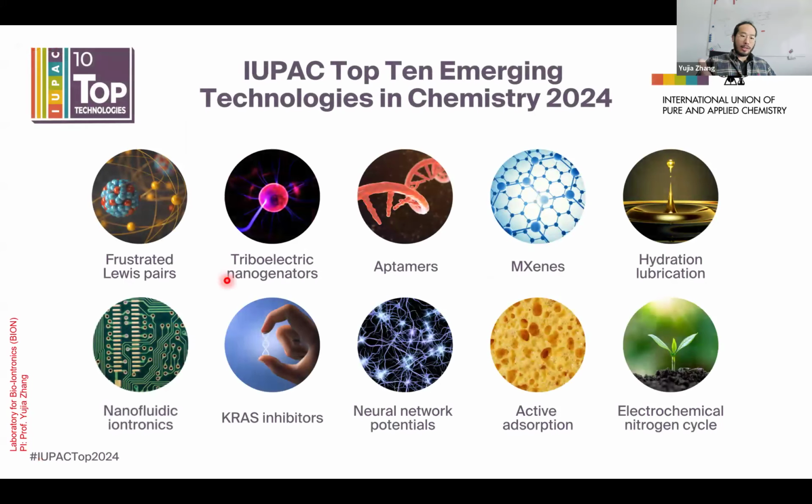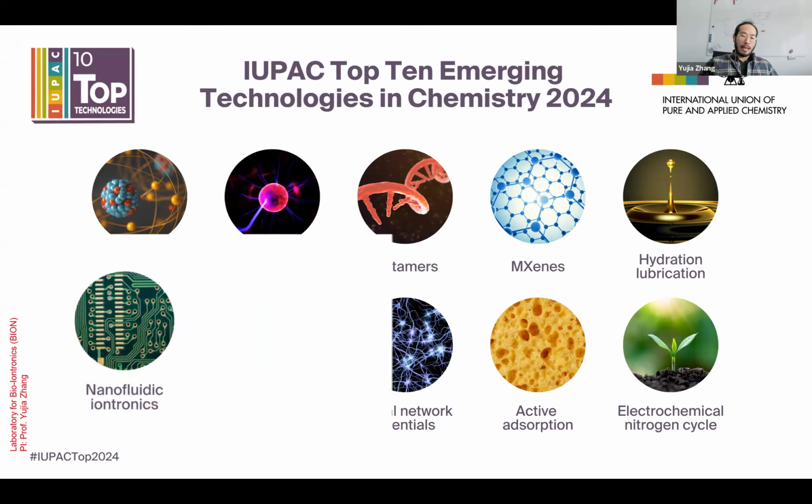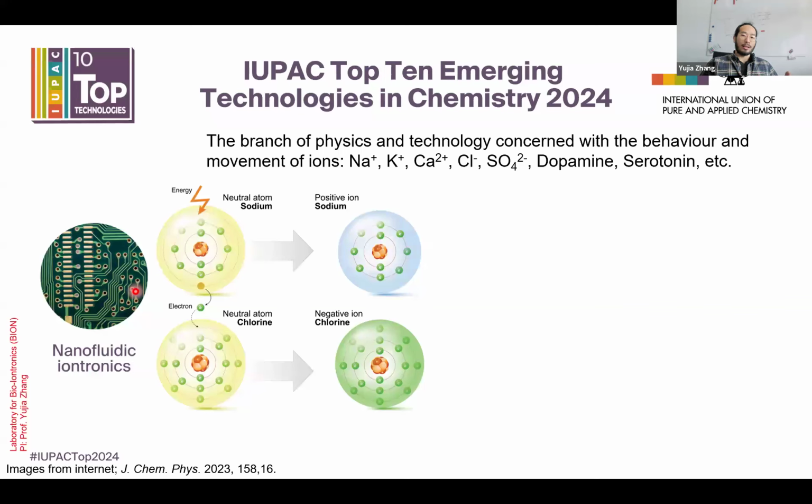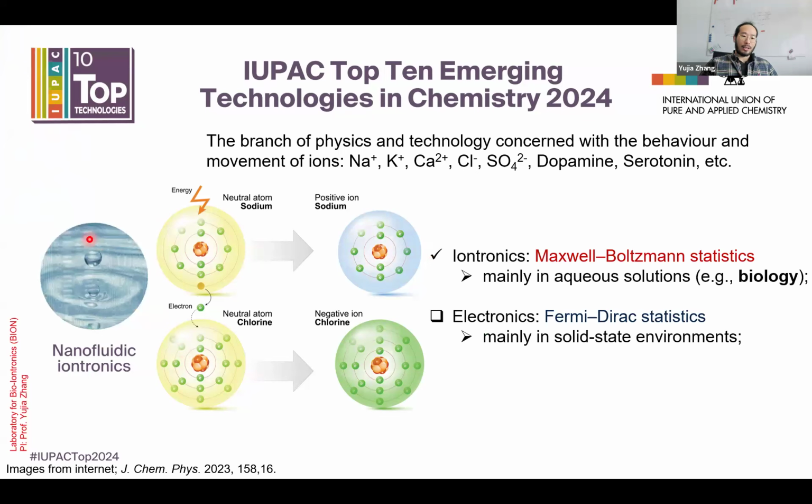So, what is iontronics? Last year, the international chemistry organization summarized the top 10 emerging technologies in 2024. At the bottom left, you will see nanofluidic iontronics. I believe they used a wrong schematic to represent this field. We should put some aqueous solution here, because nanofluidic iontronics is about the movement or transport of ions and small molecules, such as neurotransmitters. Fundamentally, it is mainly in aqueous solutions, which is very different from electrons in solid-state materials.